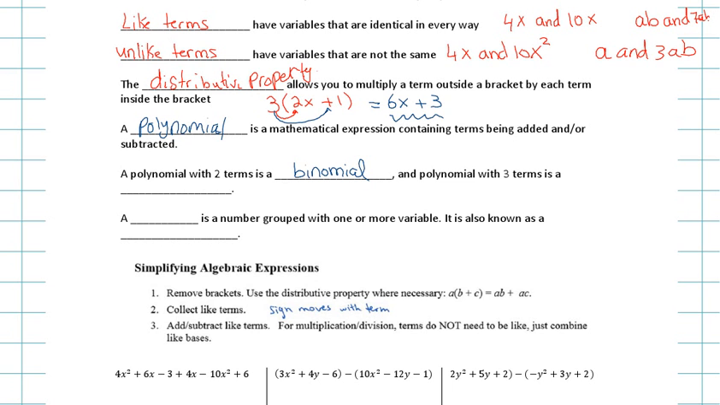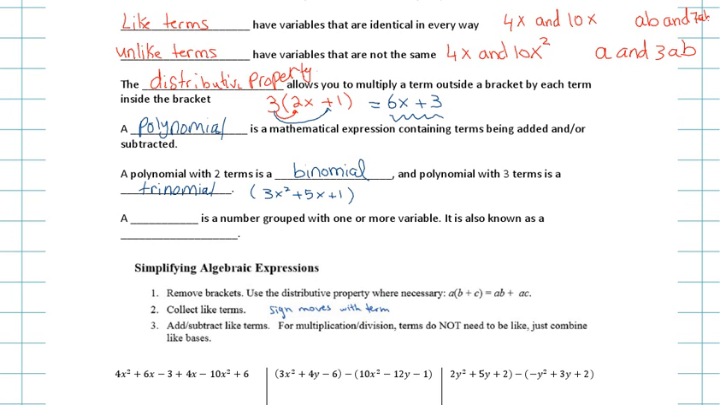Can you guess what a polynomial with three terms is called? Trinomial. So a trinomial is a polynomial with three terms. A trinomial might look like this: 3x squared plus 5x plus 1. So that is a trinomial. Are you guys okay? Does it have to be two different types of terms? Yes, it can be.